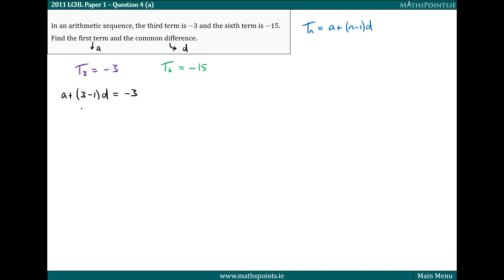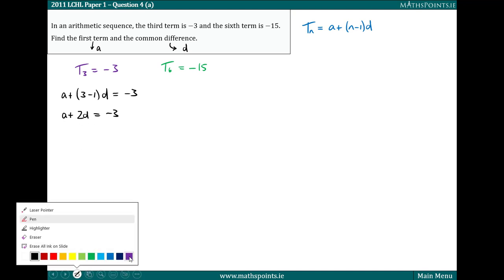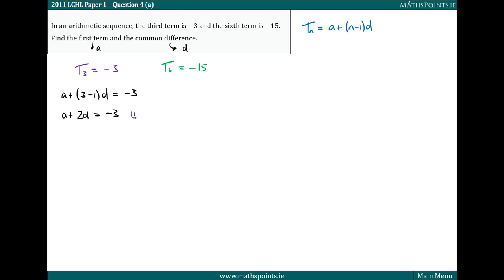We'll tidy this equation up a little. So it's a plus 3 minus 1 is 2, d equals minus 3. And we have an equation here that has two unknowns, a and d. So we can't solve that as it is. And we're just going to leave it here for a second. We will label this equation 1.